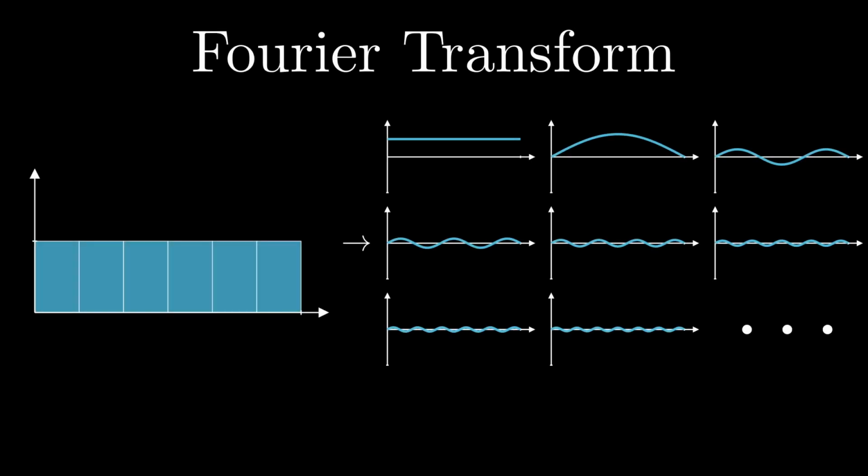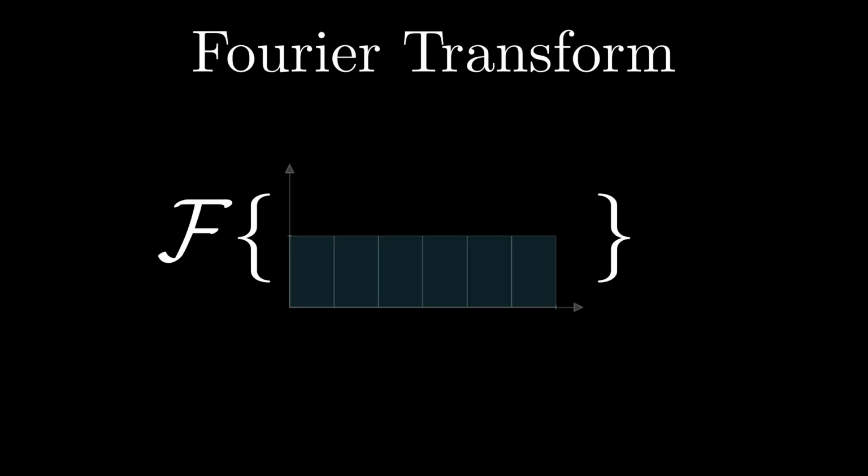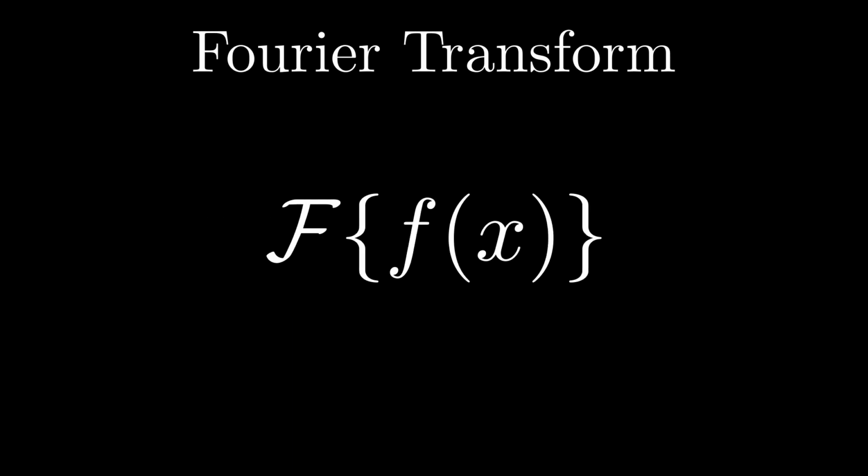The Fourier transform is a bit like a mathematical machine. You put some sort of generic function into the machine, and it finds all the sinusoids that will add together to create that function. It will then give you a different function that lets you look up what those sinusoids are by their frequency. We write the process of putting a function through the Fourier transform machine by putting our function inside of curly brackets and putting an F in front of them. We read this as the Fourier transform of f of x.